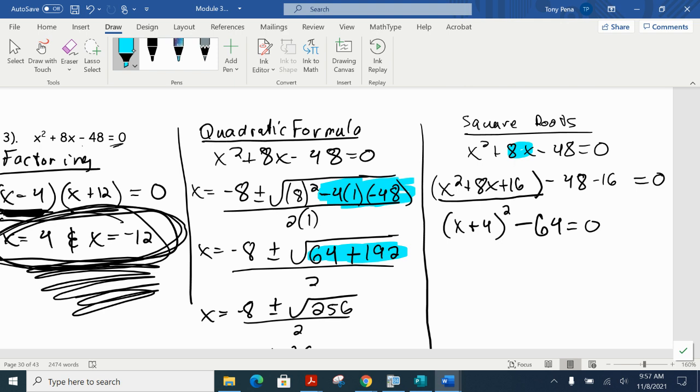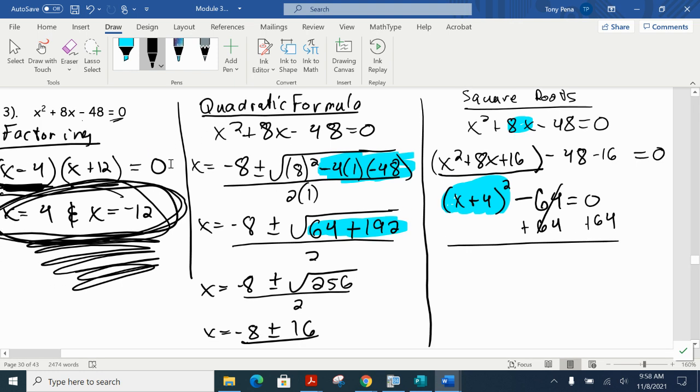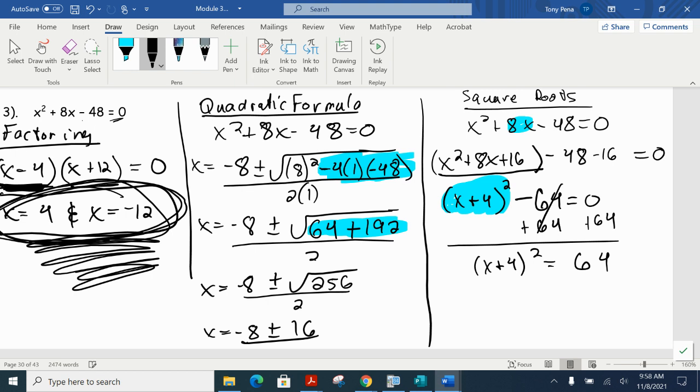Then what we talked about with these, we always wanted to get the squared term isolated. We want this to be by itself. So in order for us to do that, we actually want to move that negative 64 over. So I'm going to add 64. The x plus 4 squared is now isolated like we want it to be, and then that equals 64.